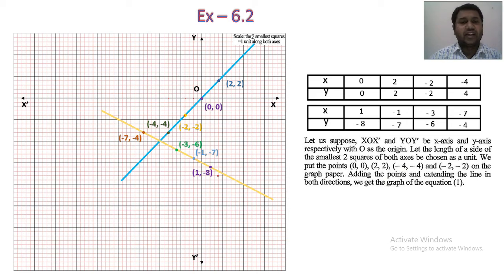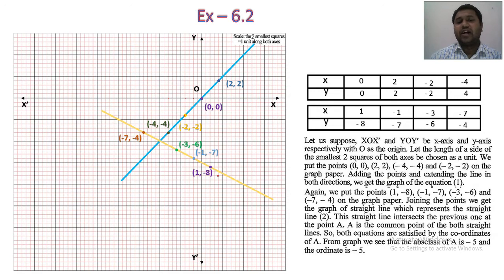From the second table we get this, then I write, look at what is written here. Again we put the points 1 comma minus 8, minus 1 comma minus 7, minus 3 comma minus 6, and the graph of a straight line which represents the straight line 2. That means from the second equation we get it.